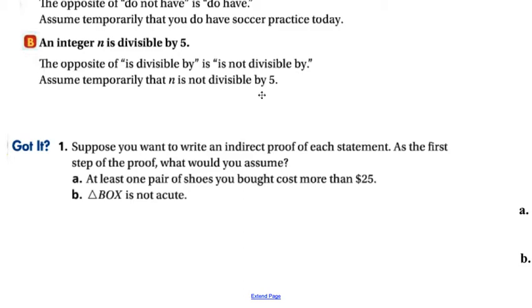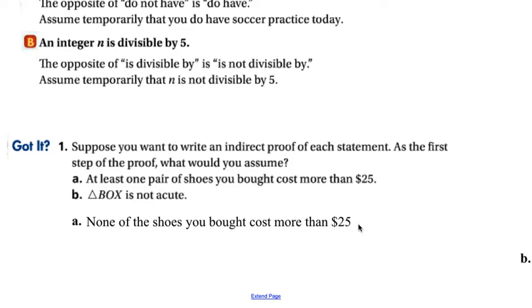All right, I hope you had a chance to take a look at those. Letter A says at least one pair of shoes that you bought cost more than $25. Well, one of the assumptions, this is not the only assumption, but one of the assumptions you could make is that none of your shoes cost more than $25. That would be the opposite of at least one pair cost more.